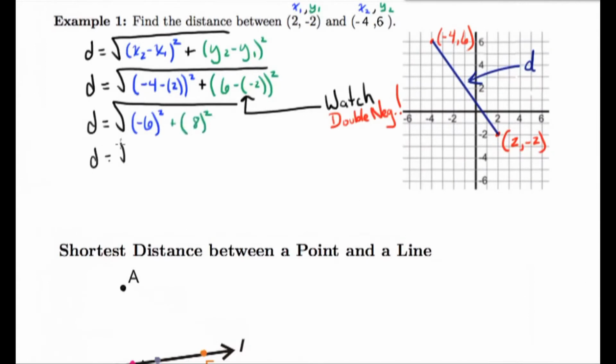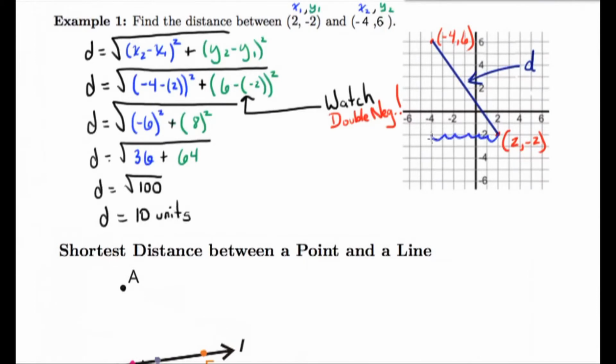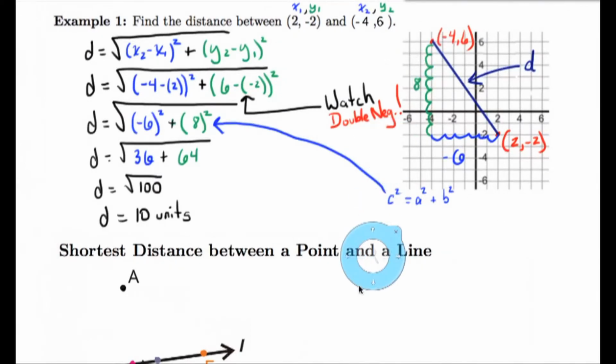So combine your terms here, square them, add them together, and we get the square root of 100, which is 10 units. So the distance between these 2 points is 10 units. Here you can see the right triangle that we can make with this. And -6 and 8 are the distances of the legs of the triangle.